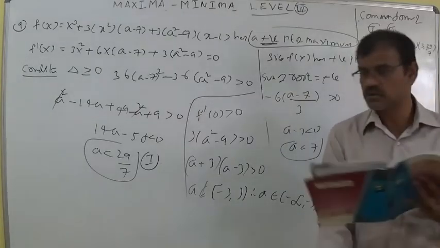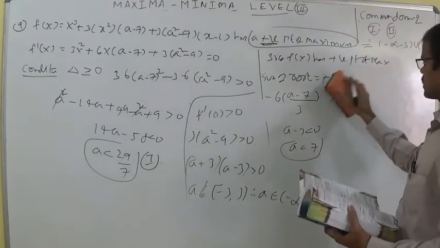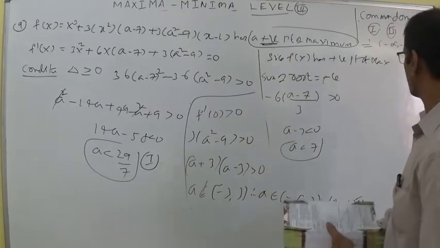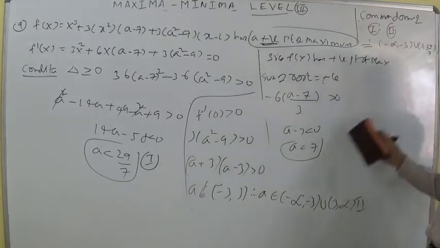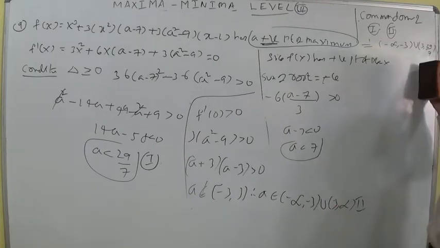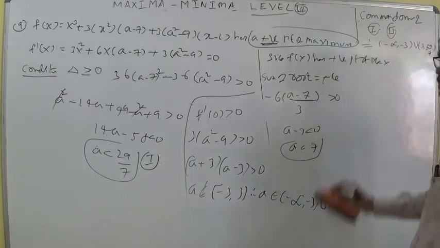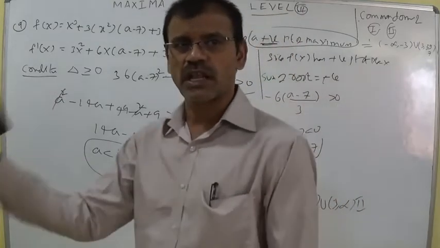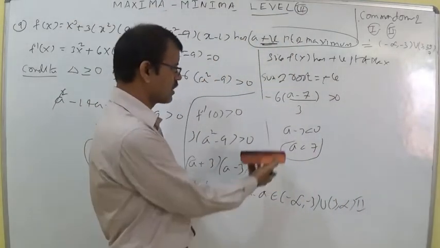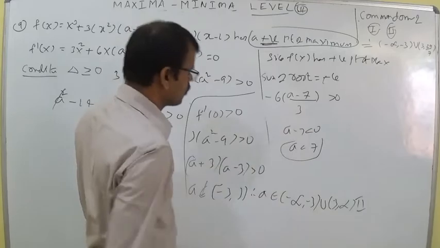That's all, the second option. Better to strike off this one, no need to write. If you write it also, no problem, because 7 is much greater than 29 by 7. 29 by 7 is 4 point something and 7 is greater than 4. So no need to write it if you calculate the common domain.